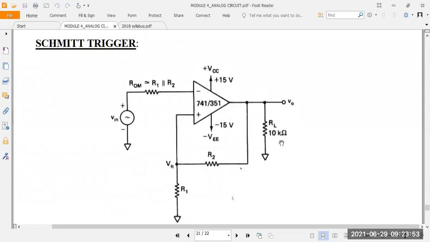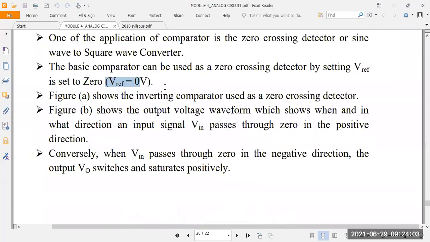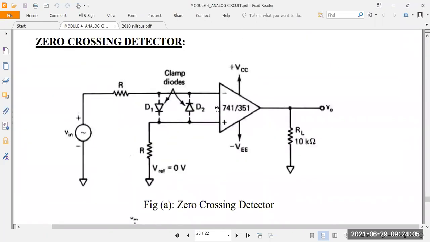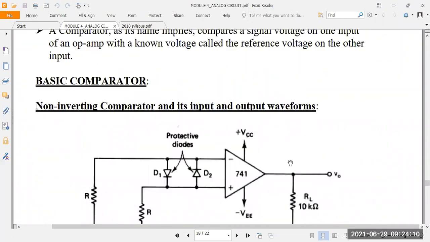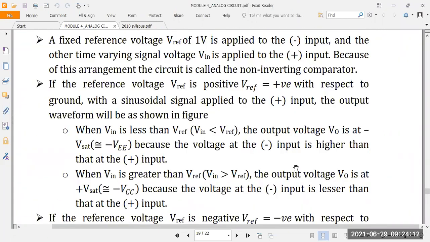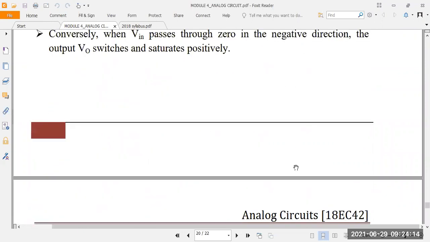Next, you take the Schmitt trigger. This is very important. For the zero crossing level detector, there is no feedback. In the comparator, there is no feedback, right? But when you come to the Schmitt trigger, you have to include the feedback here.